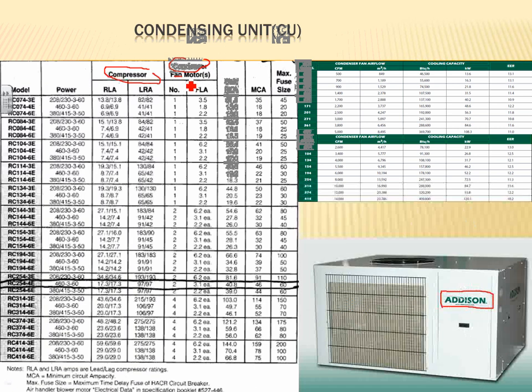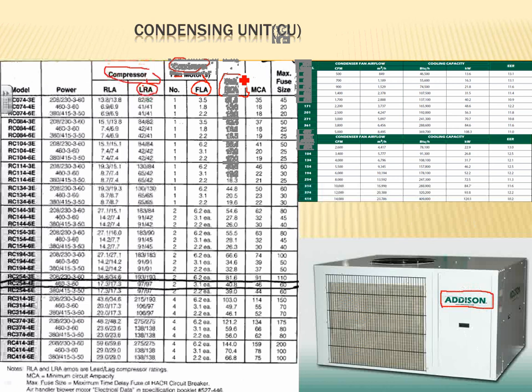Compressor fans, of course. They have a full load amp for the compressor only. They have a rated load amp for the compressor fan and the compressor. These are directly related to them. But when you size, what you care about is this particular one. This is called the rated load amps. That's how you size how much volt amps your unit, the compressor fan, the compressor, as well as the condenser fan, is going to draw from your building.